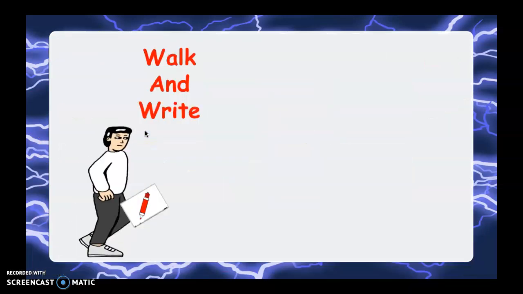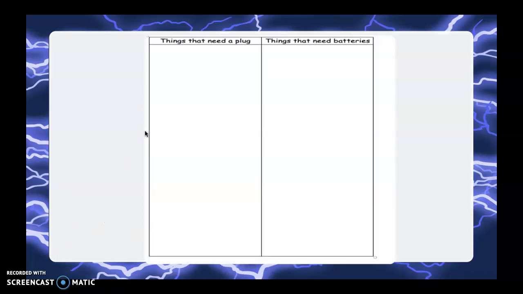So walk around your house. This will be a little different from your workbook page. You need to get a paper and write things that need a plug and draw the line. Things that you need batteries, and what you need to do is either draw or write. Tell me what uses plugs. Tell me what uses batteries. Maybe find as many as you can. Okay? Go through all your toys and see which ones need batteries or which ones need plugs.